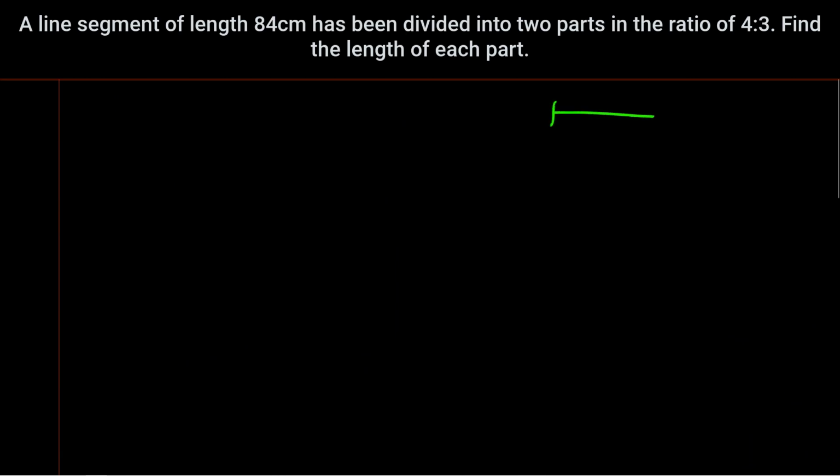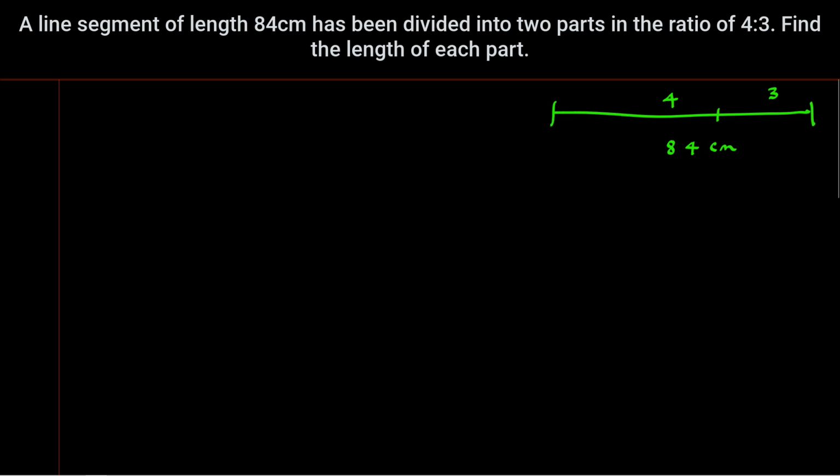They're talking about a line segment. The total length of the line segment is 84 centimeters. It has been divided into two parts. So I'm going to divide this line segment into two parts in the ratio 4:3. So this is ratio 4 and this is 3. So 4 parts of the line segment, 3 parts of the line segment. And the total length of the line segment is 84 centimeters. So they are asking you to calculate the length of each part.